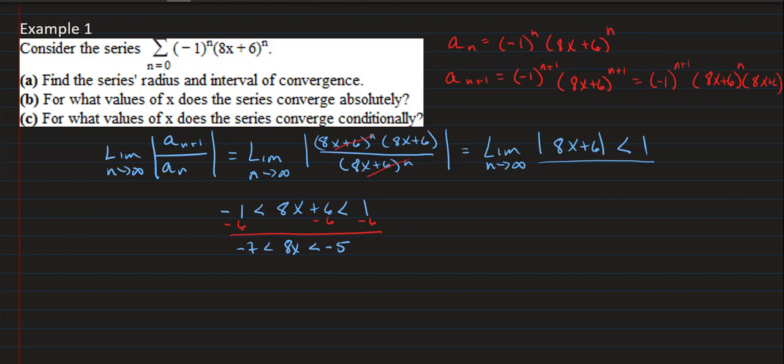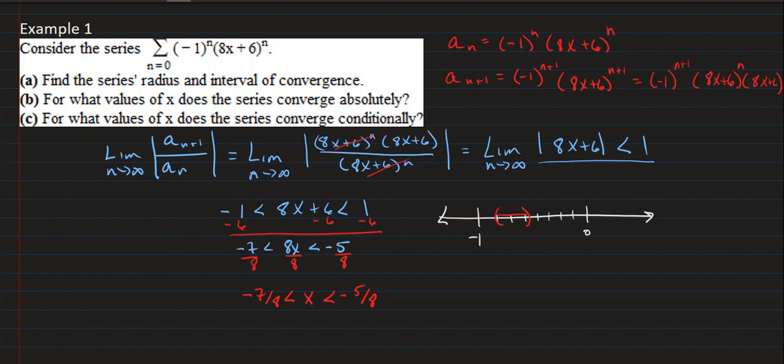And then I divide all three parts by 8, and I don't have to flip the inequality because I'm dividing by a positive number. That gives me the interval of convergence, which is going to be the interval that goes from negative 7/8 to negative 5/8. Just to help you get an idea of this, here's a number line. Negative 7/8 is this number right here. Negative 5/8 is this number right here. This would be our interval of convergence.